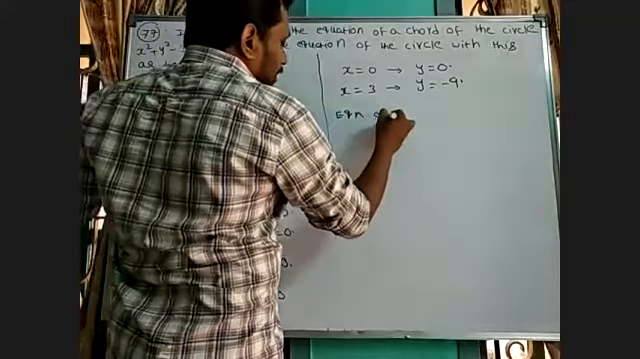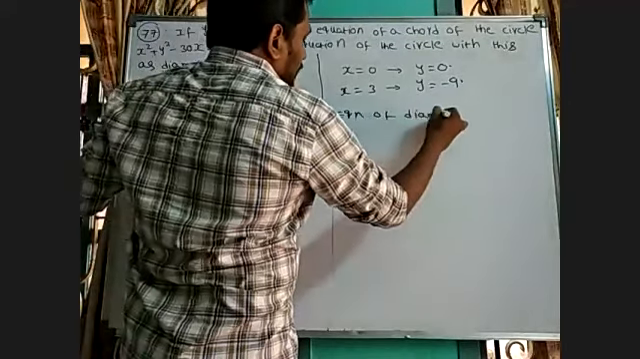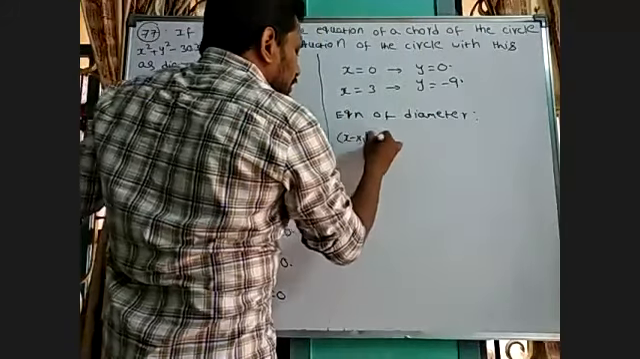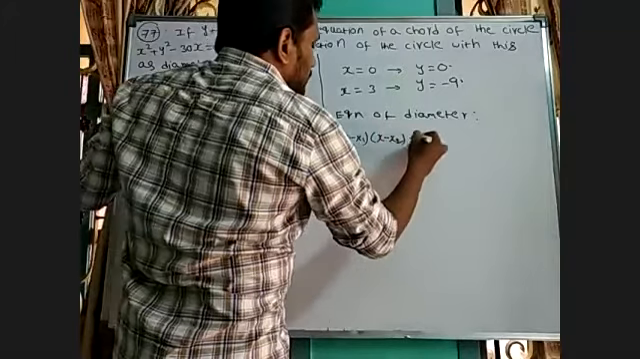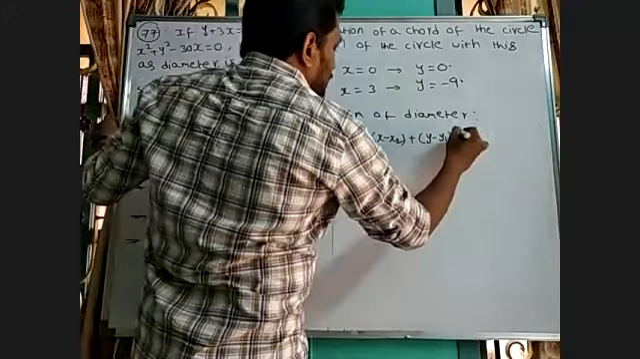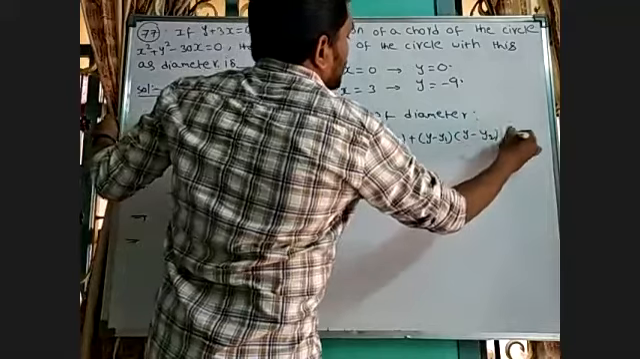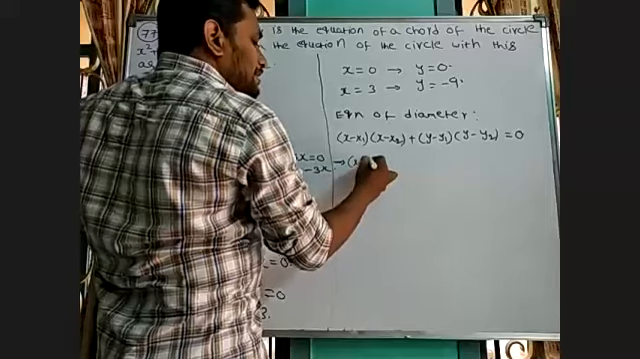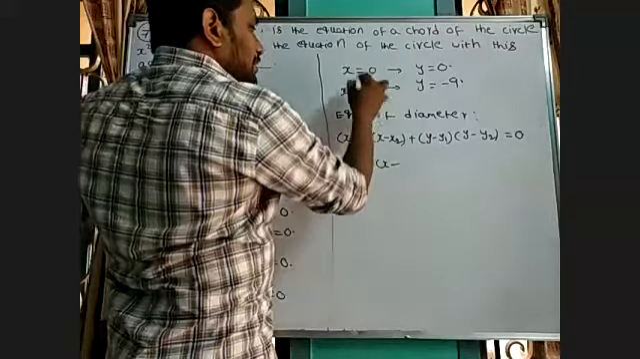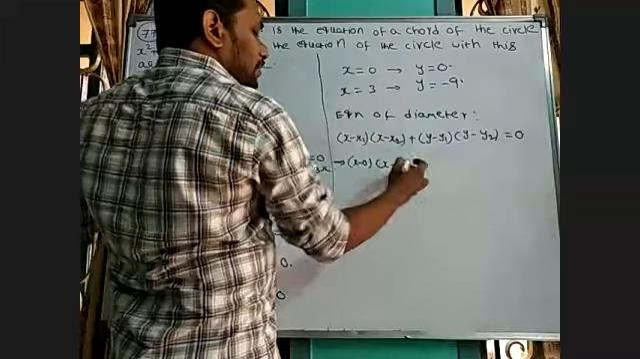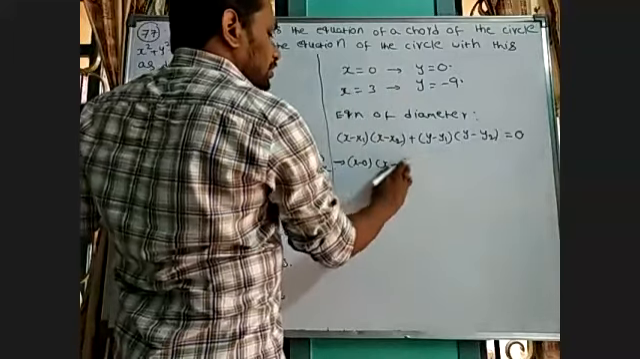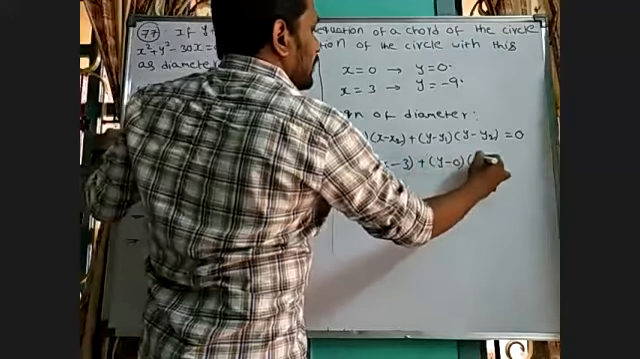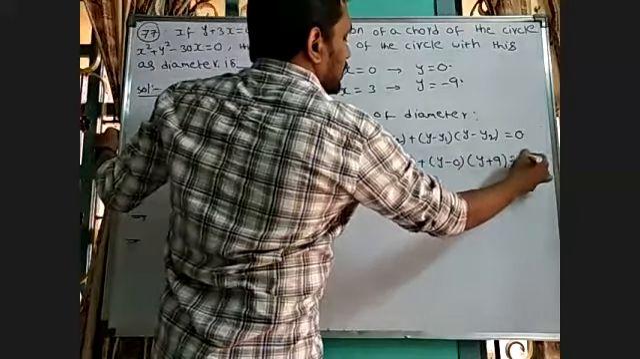From this, the equation of the circle with diameter is, x minus x1 into x minus x2 plus y minus y1 into y minus y2 equals to 0. If you substitute there, what we get? x minus 0, x minus 3, this is x1, this is x2. Okay? Plus y minus 0 into y plus 9 equals to 0.